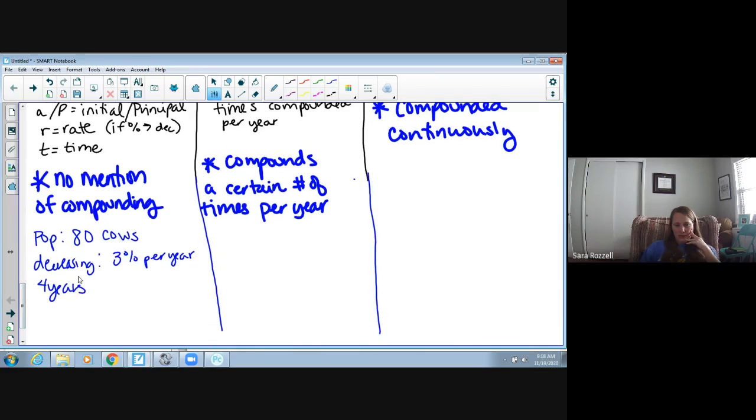So we've got 80 cows. They're decreasing at a rate of 3% a year. We want to see how many cows are left after 4 years. We didn't mention anything about compounding, so we're going to use our situation up here.